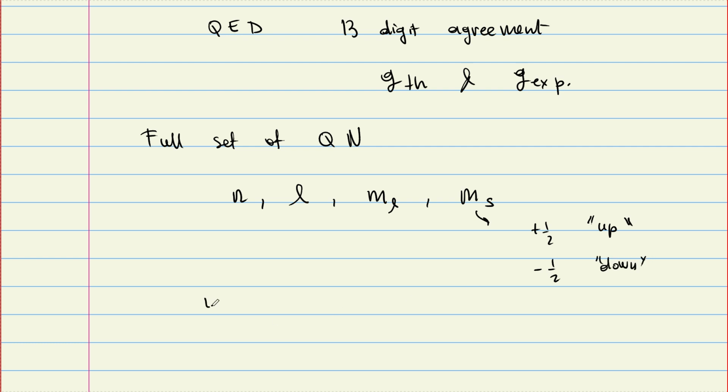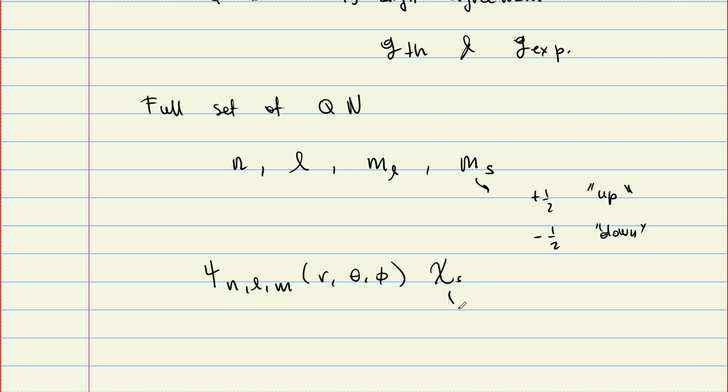If it is minus a half, we have down spin. The wave function should be specified up to n, l, m. Of course, there will be r, theta, and phi. And there will also be some chi, let me call it chi_s. And this chi_s can be up arrow or down arrow. Once we specify this, we specify everything about a single electron. And when you come back, we are going to start thinking about more than one electron. Okay?